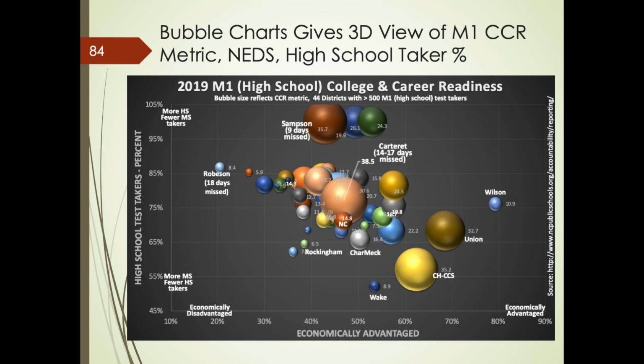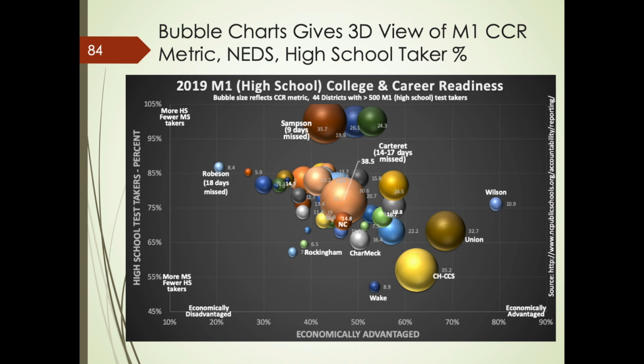Looking over on the far left, we have Robeson County, which scored 8.4, very close to our 8.9. They missed 18 days due to the hurricane. They have an 80% EDS level, so in other words, they're 80% economically disadvantaged, and therefore their economically advantaged number on this axis is about 20%. Now granted, about 86 or 87% of their students who are taking the Math 1 EOC are high school students, so they have a small number that take it in middle school.